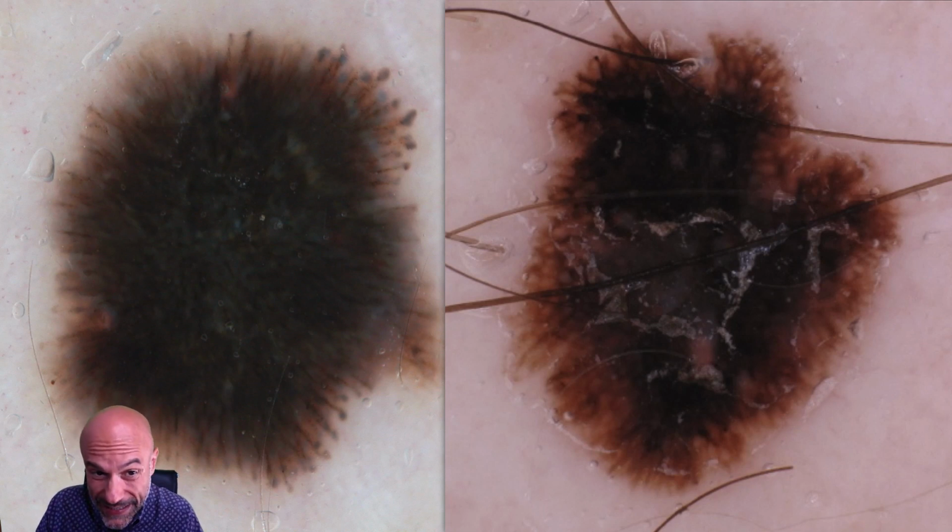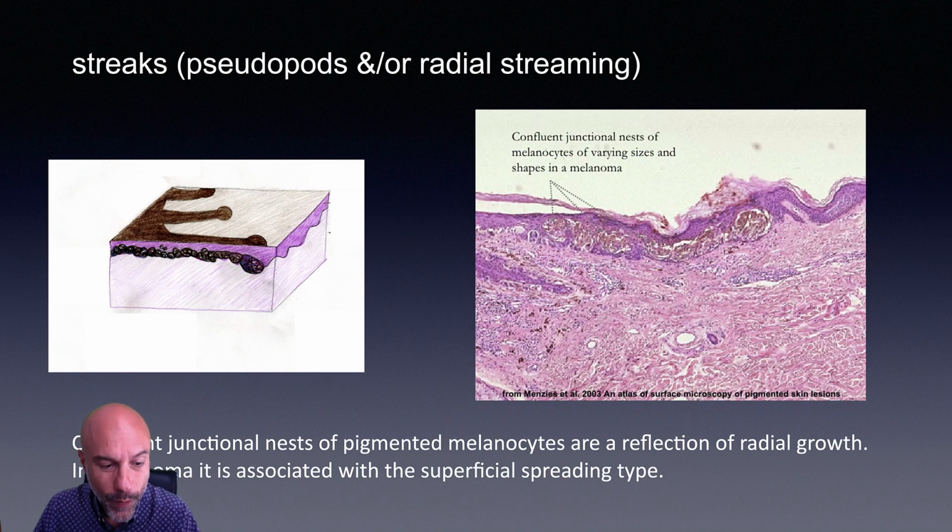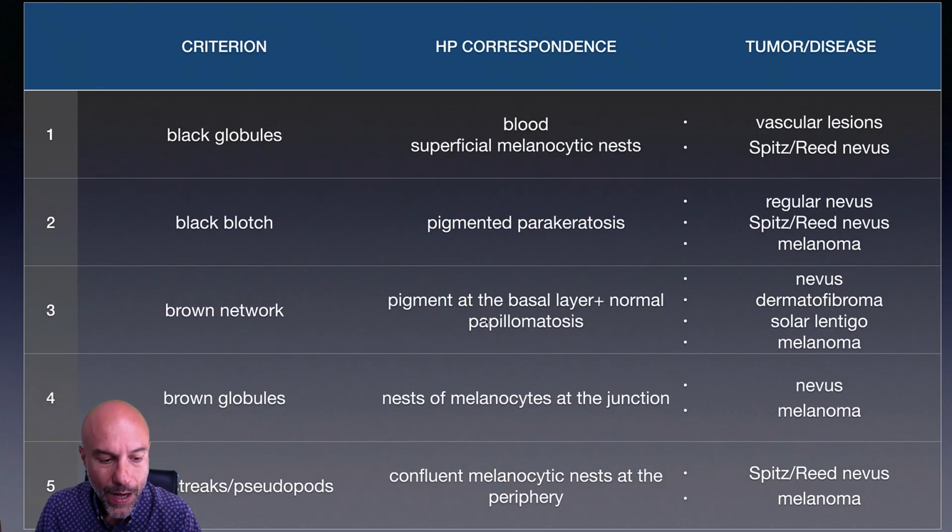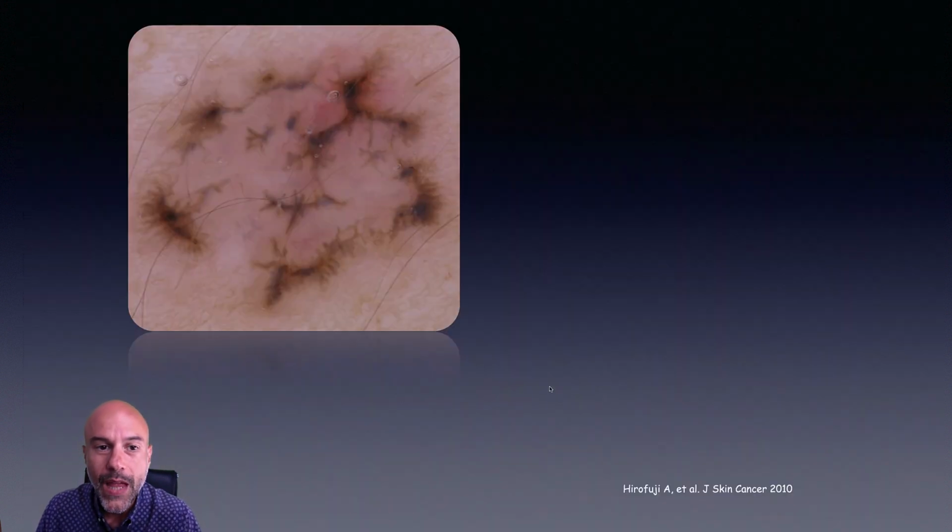Next one, streaks, peripheral streaks, corresponds to confluent junctional nests of pigmented melanocytes at the periphery of the lesion, indication of a radial growth. That's a very nice histopathologic correlation. Look here at the peripheral end of the lesion, the large nest, which will be then divided in two smaller nests, and this is how the tumor grows peripherally. So brown streaks and pseudopods, confluent melanocytic nests at the periphery. Let's move on.